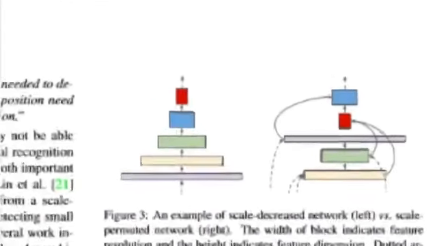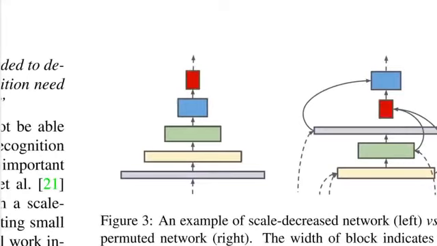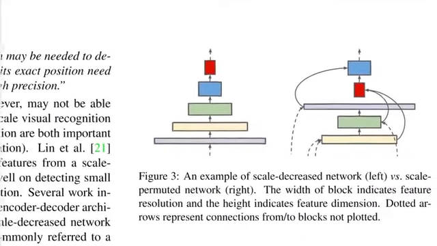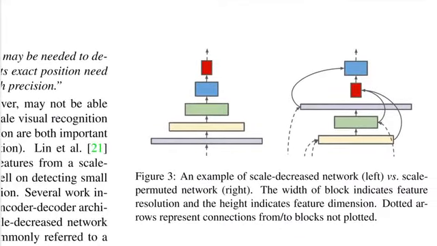This is an illustration of this. On the left, you see a typical backbone, and they call this a scale-decreased network. So an example of a scale-decreased network on the left versus a scale-permuted network on the right. The width of the block indicates feature resolution, and the height indicates feature dimension. Dotted arrows represent connections from two blocks not plotted.